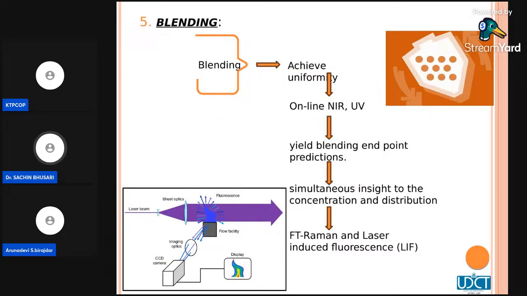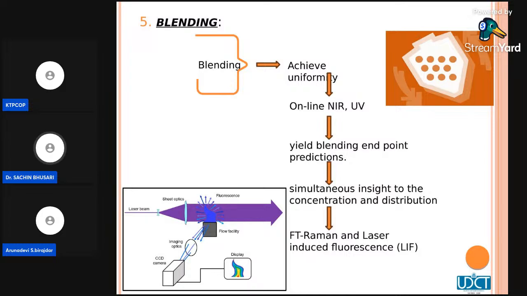So now in blending also, again, see, for blending, you can achieve uniform blending. How to know it? By online PAT tools, you can assure whether my blending is proper or not. Because see, content uniformity is typically based on blending. Blending is a very important unit operation as far as pharmaceutics is concerned, correct? So in that case, near IR, UV can help you there.